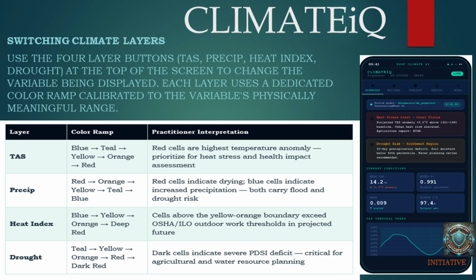For the precipitation, you have the red to orange, yellow to teal blue. Red cells indicate drying, blue cells indicate increased precipitation. Both carry flood and drought risk. Alright, so then you have the heat index, blue, yellow, orange, deep red. Cells above the yellow orange boundary exceed OSHA, ILO outdoor work threshold in the predicted future. Drought, teal, yellow, orange, red, dark red. Dark cells indicate severe PDSI deficit. Critical for agricultural and water resource planning.